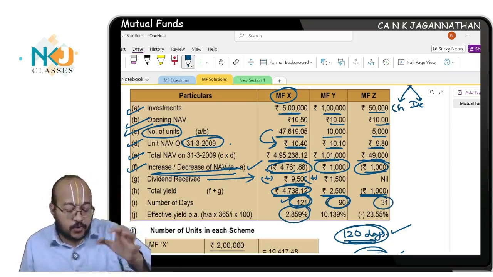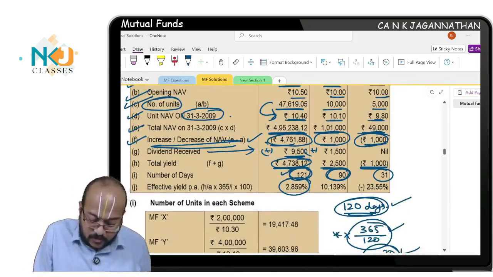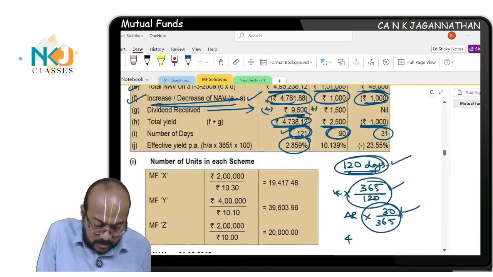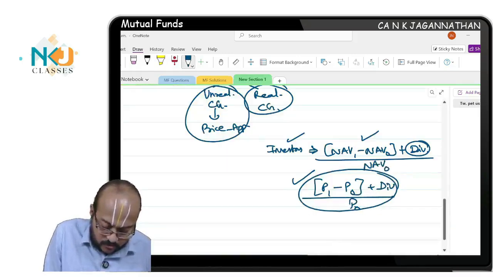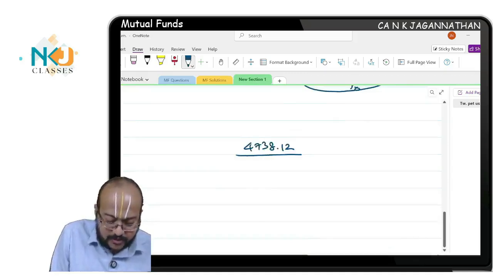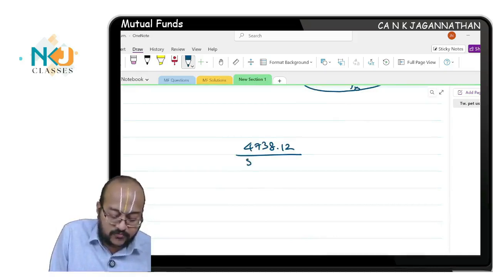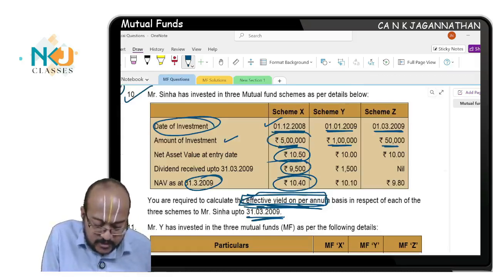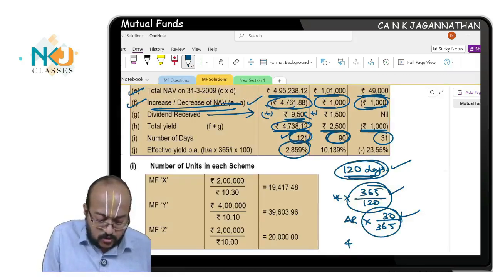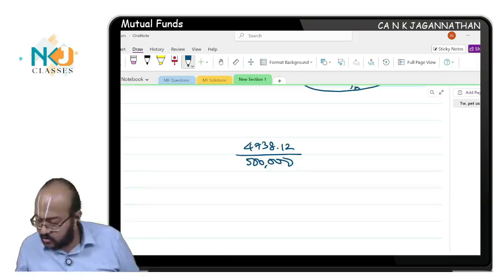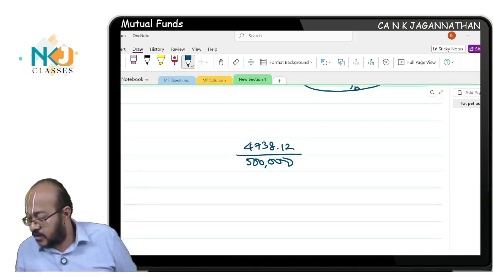Now, when I compute the return, very simple, what I do now: one computation will show 4738.12, divided by the amount initially invested, 5 lakh, correct? This amount is 5 lakh in the question. Yes, this is the initial investment amount. This is the total yield, correct? What is the return you are getting? 4738.12 divided by 5 lakh into 100.